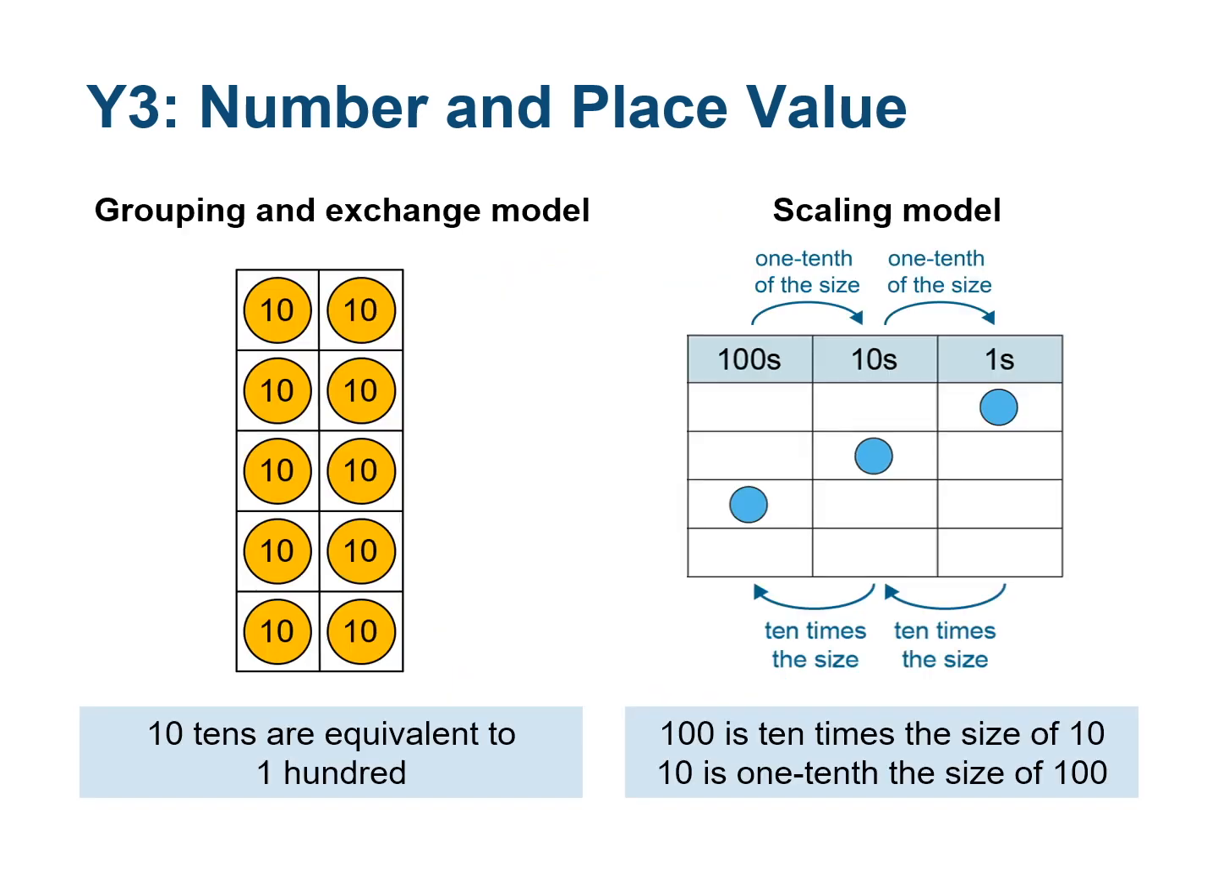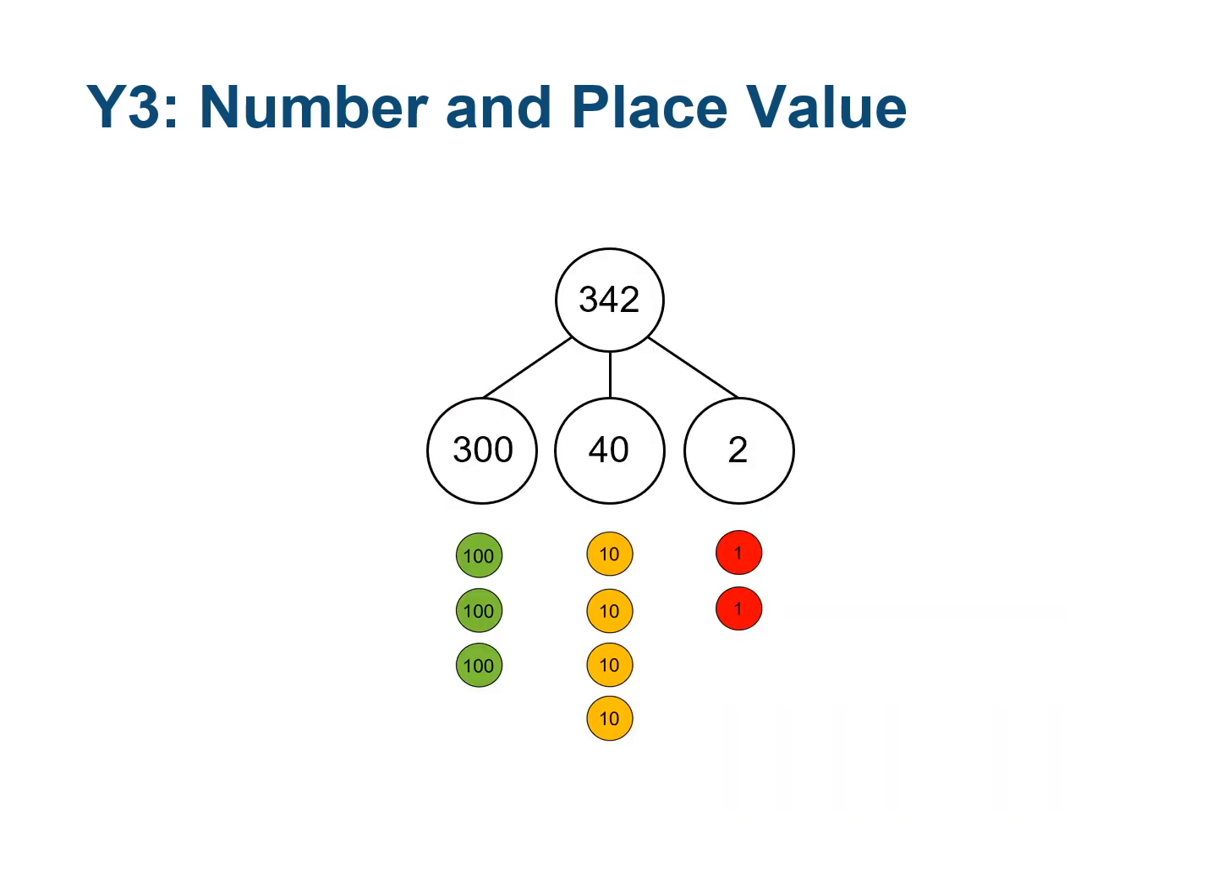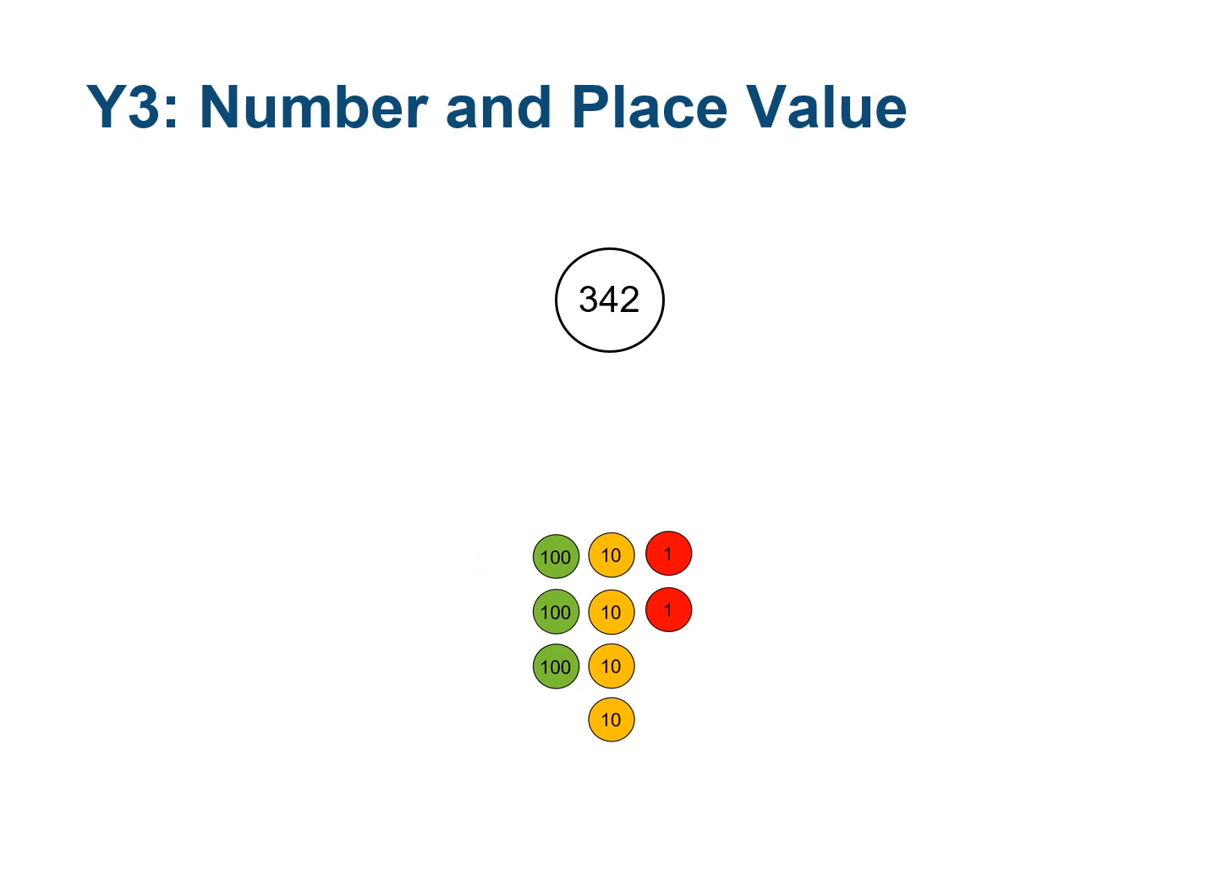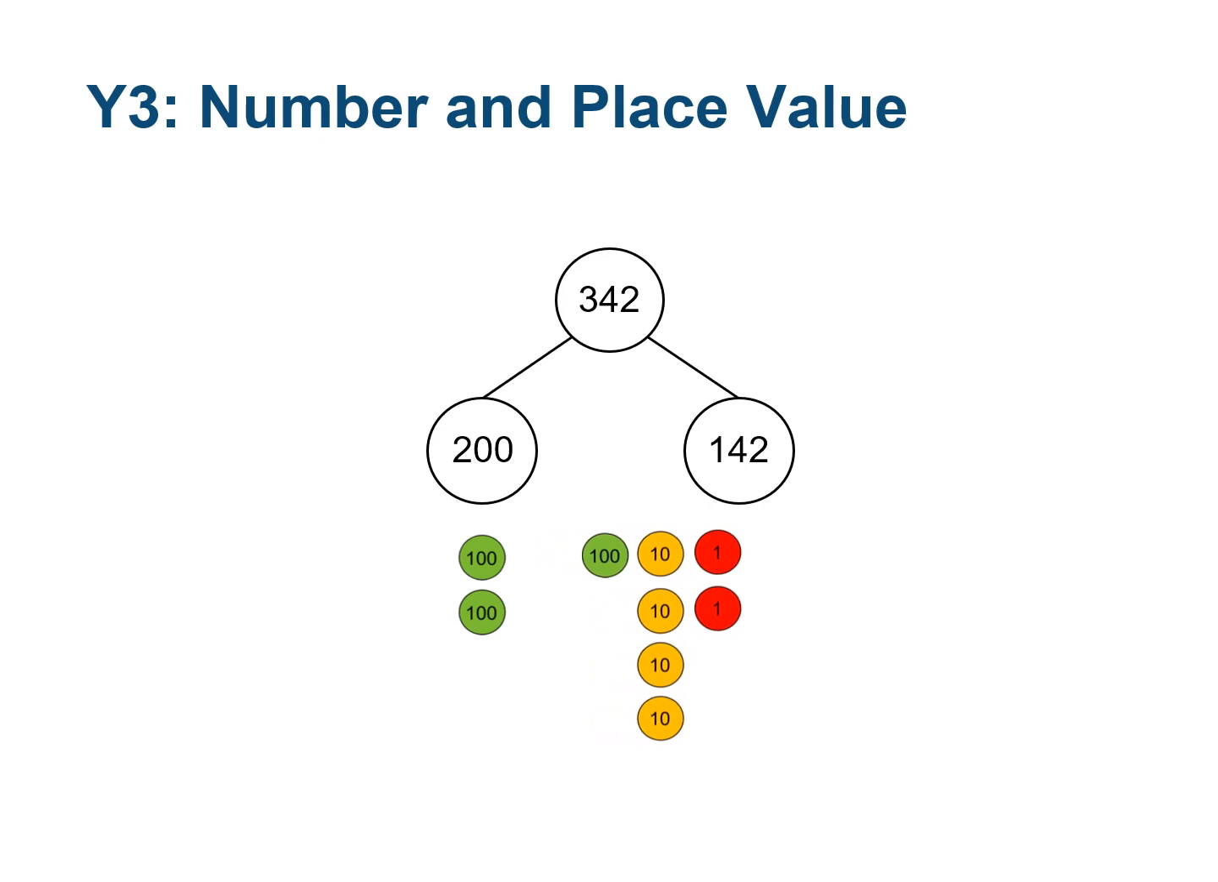So pupils will leave year 3 understanding these two different ways in which the unit of 100 relates to the unit of 10, the grouping and exchange model and the scaling model. Once pupils have understood 3-digit multiples of 10, pupils need to expand their understanding to cover all 3-digit numbers. They should be able to decompose 3-digit numbers using standard partitioning like this, and also use non-standard partitioning to decompose 3-digit numbers in different ways.